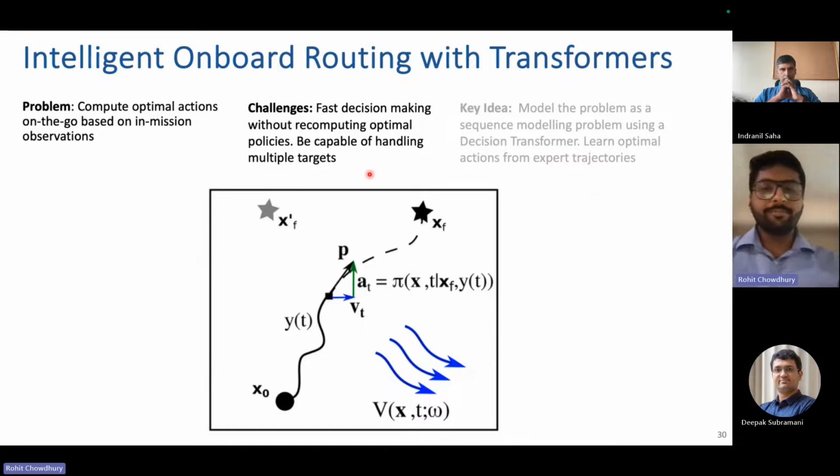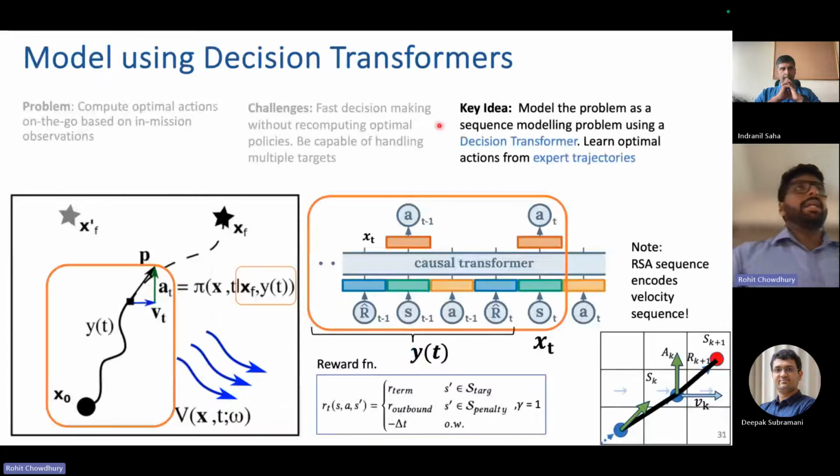So the key idea behind solving this problem is as follows. We model, first of all, this problem as a sequence modeling problem and solve it using a decision transformer. I'll talk about what a decision transformer is. And then finally, we try to learn optimal actions from expert trajectories. And I'll talk about what expert trajectories are too.